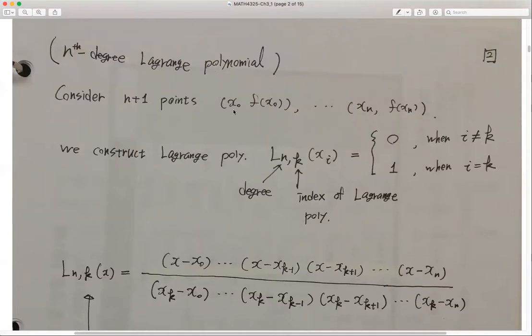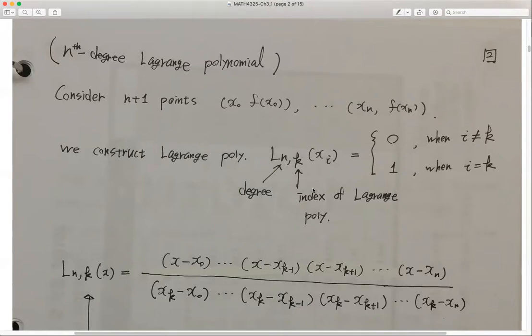Now let me introduce the notation of the Lagrange polynomial, L sub n comma k of x_i. Here x_i represents the nodes. What are the nodes? x naught through xn are called the nodes. The x coordinates of the data are called nodes. Here n is the degree, and k represents the index of the Lagrange polynomial.